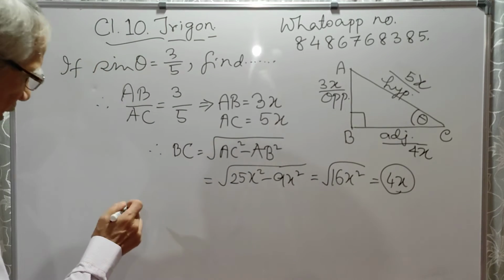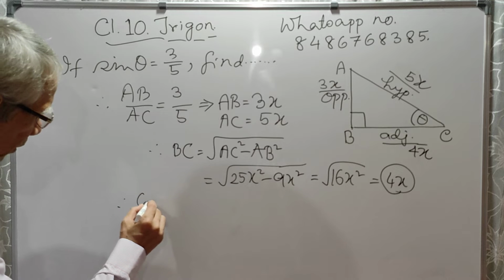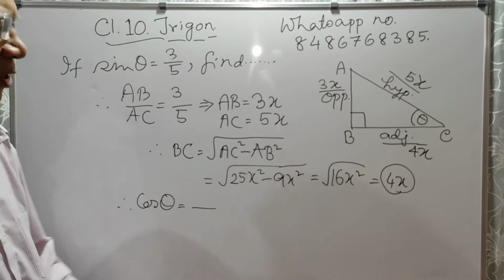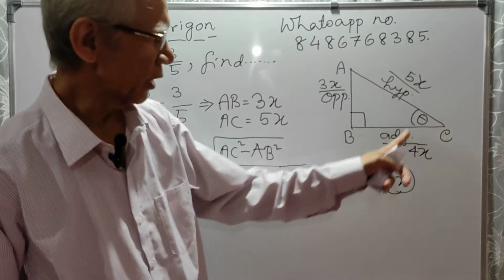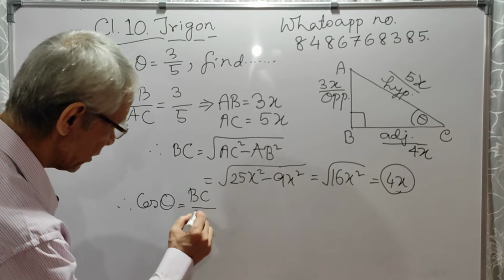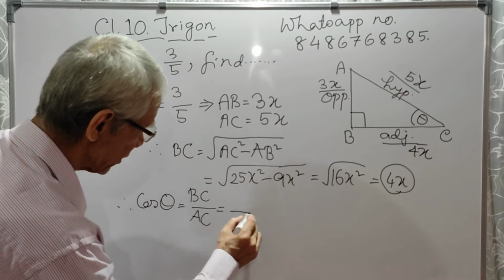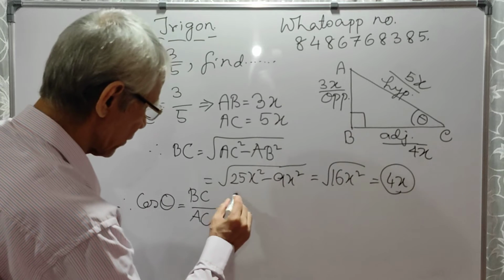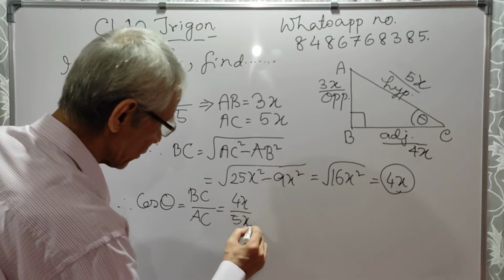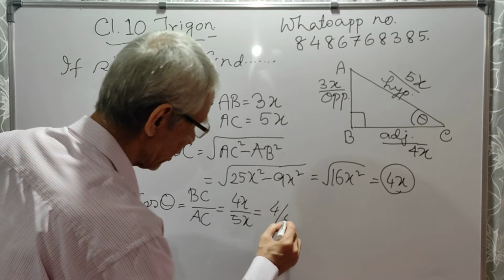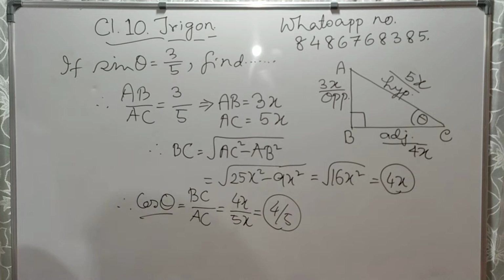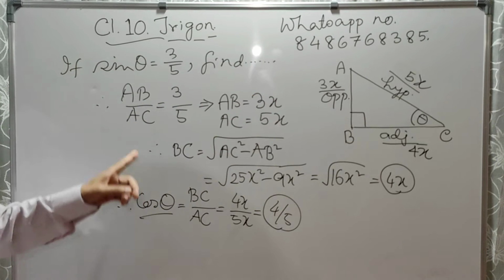So this is sine. Therefore, cos theta. What will be cos theta? Cos theta is adjacent by hypotenuse, isn't it? That means BC by AC. So cos theta is what? BC by AC. What is BC? 4x. BC is 4x and AC is 5x. So x cancel, 4 by 5. This is the value of what? Cos.